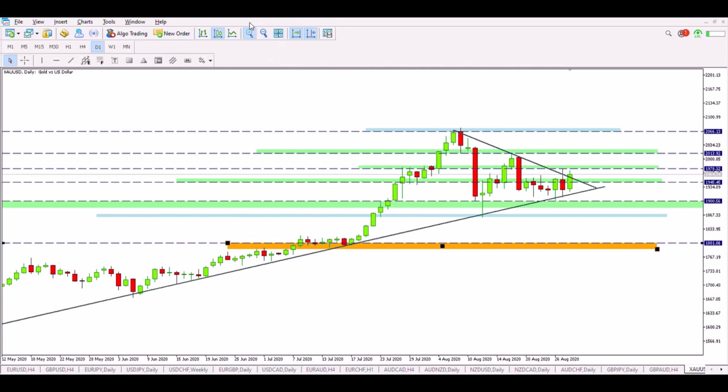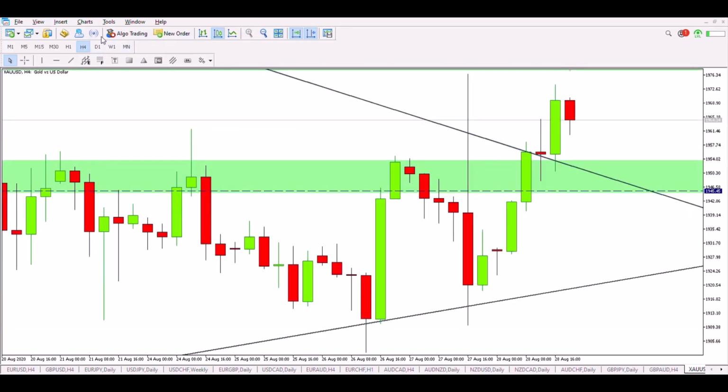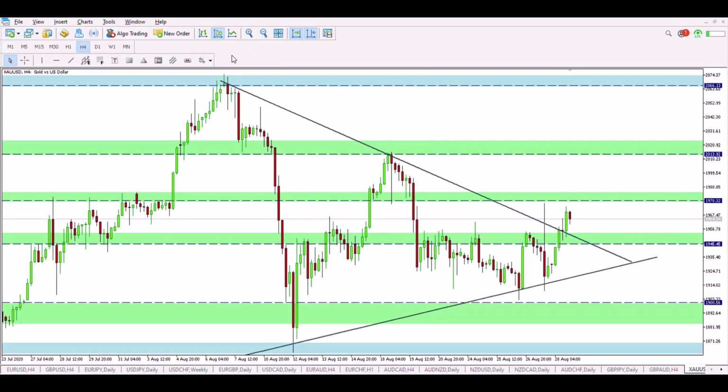And this is pretty much everything for gold. If you have any questions, guys, write. If you have any suggestions, write your opinion in the comment section. I think after the break of this triangle, we will see this bullish push, but you know, nothing is sure in forex, so everything can happen.